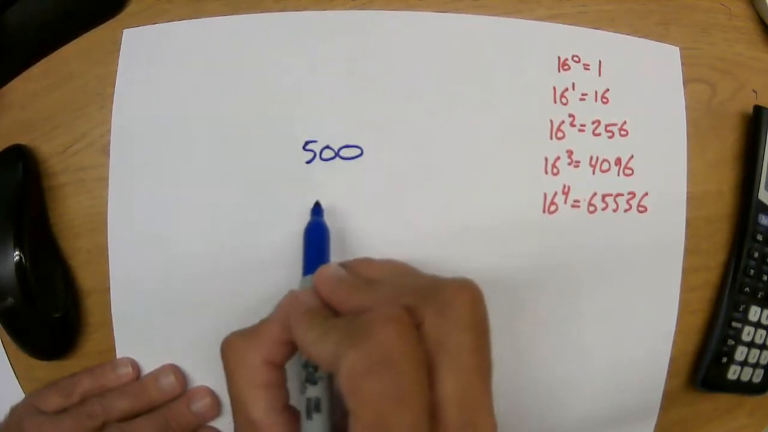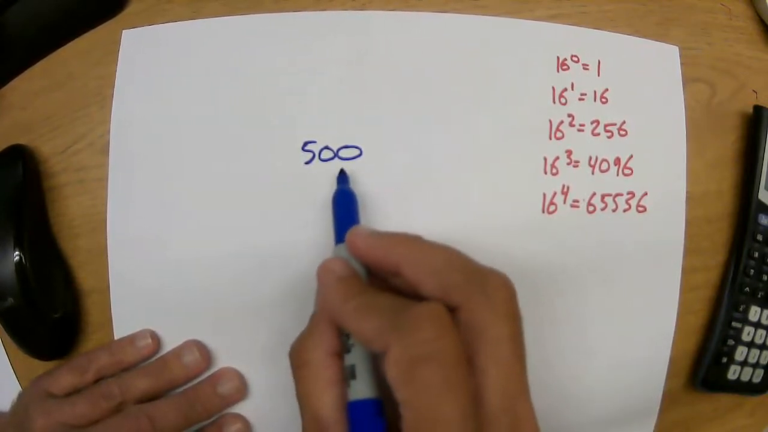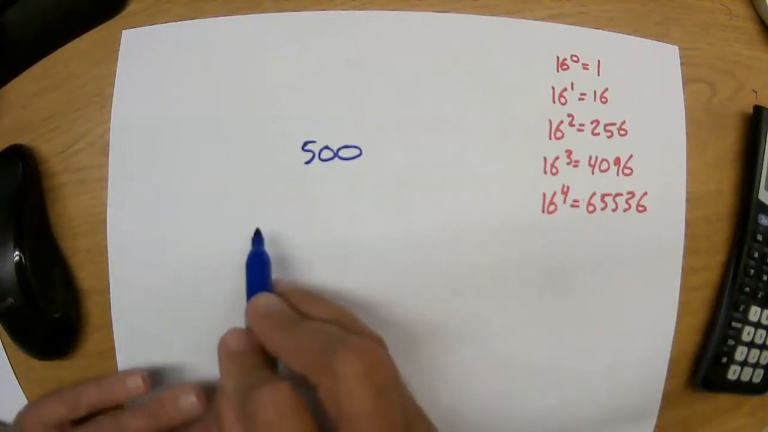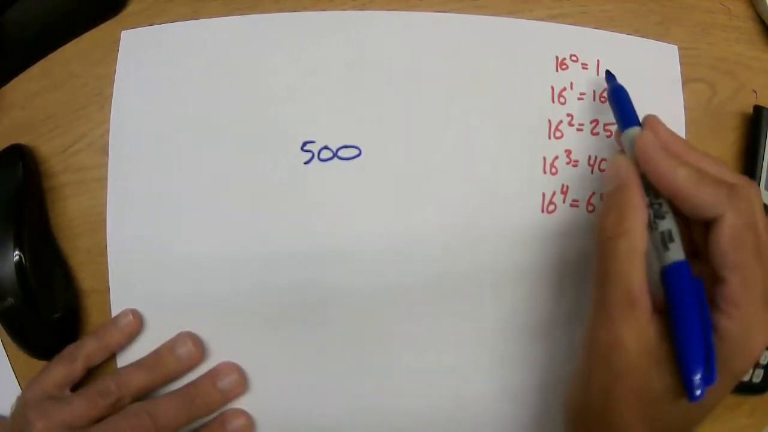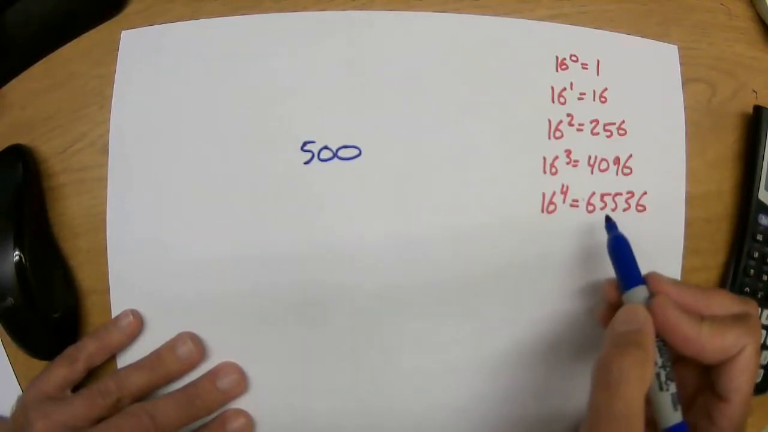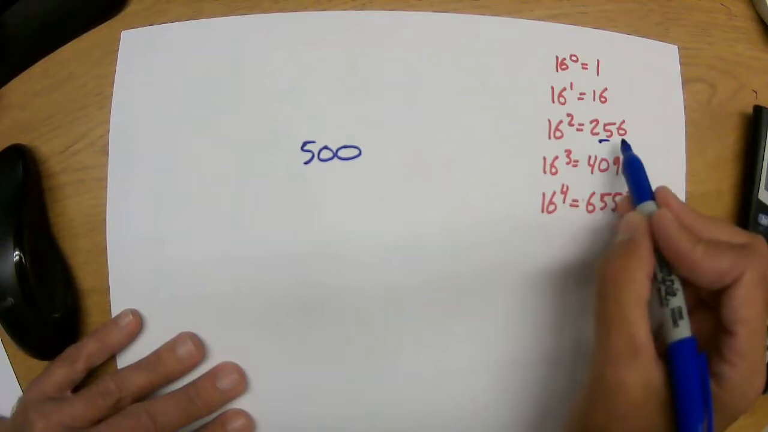It's my decimal number 500. I want to turn it to hex. So what that means is I need to break this 500 down into a sum of powers of 16. And the question I ask myself is, what's the largest power of 16 that goes into 500, that I can take away from 500? And it's going to be 256.